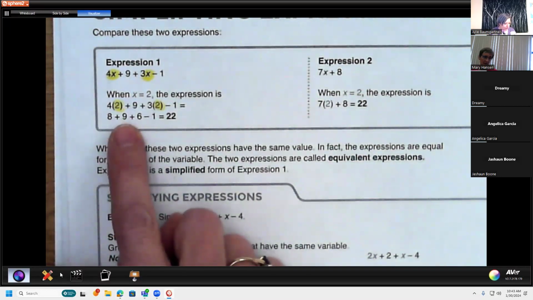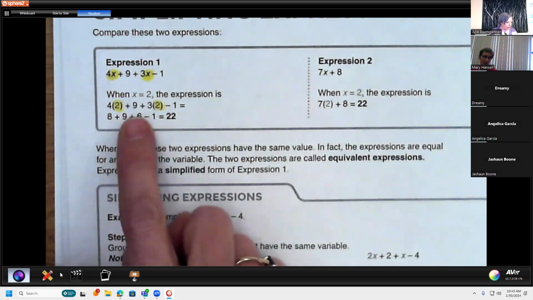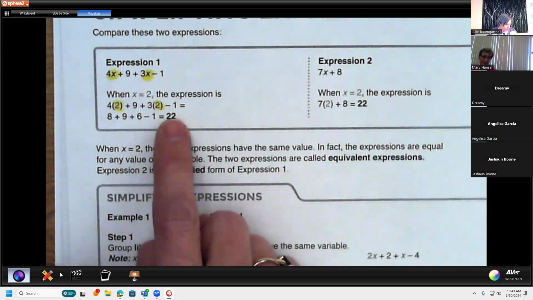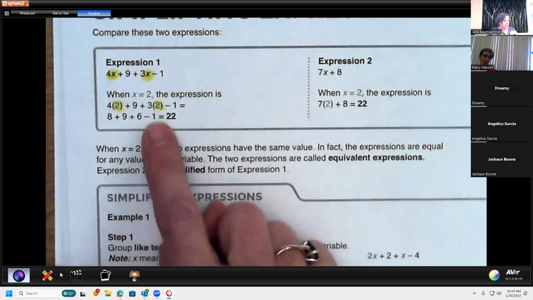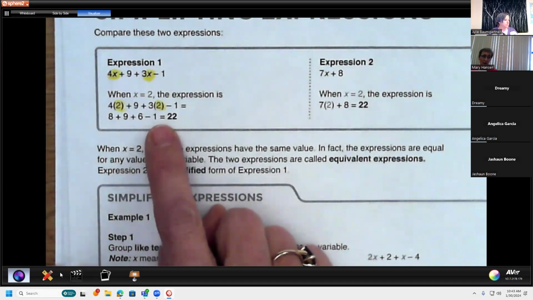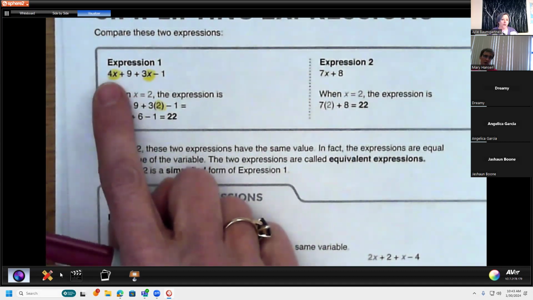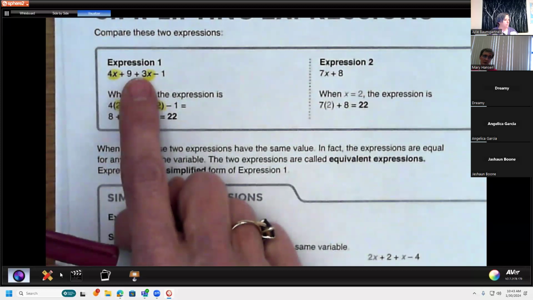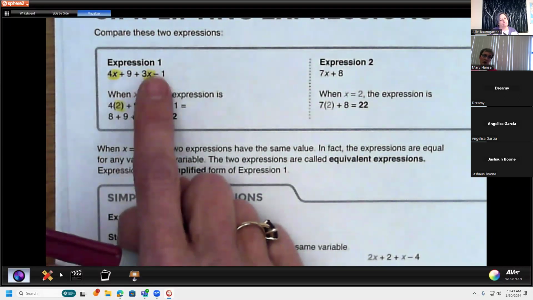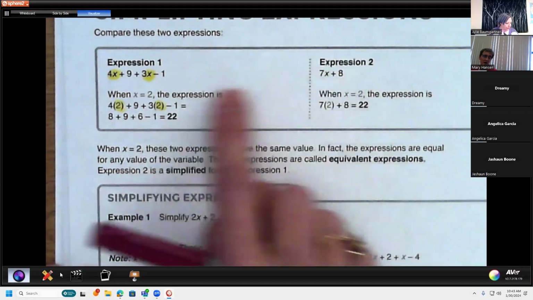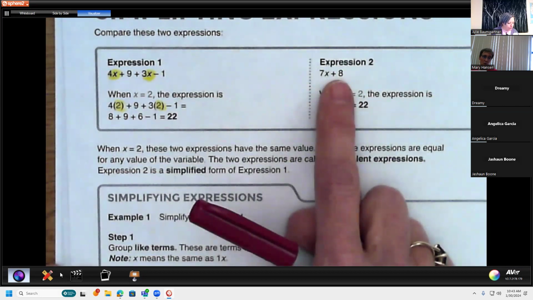8 plus 9 is 17. 17 plus 6 is 23. And 23 minus 1 is 22. Totally valid way to do the problem. But this is kind of like the guy who was ordering 4 cheeseburgers and 9 Cokes and 3 more cheeseburgers. And oh, I'm going to take away a Coke off my order. We can work this problem in a different way.